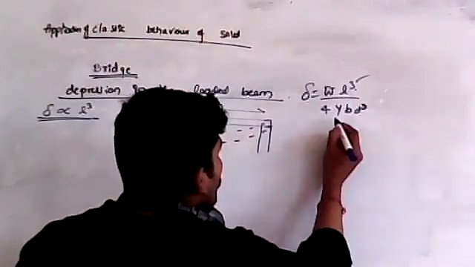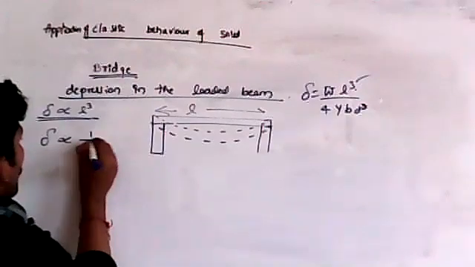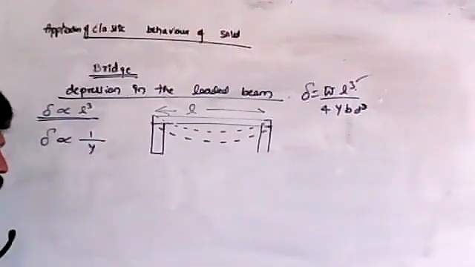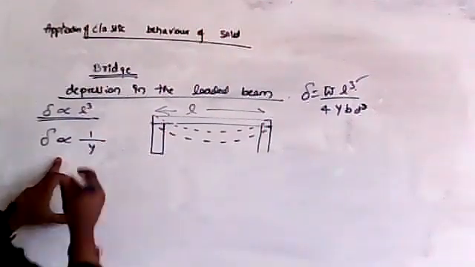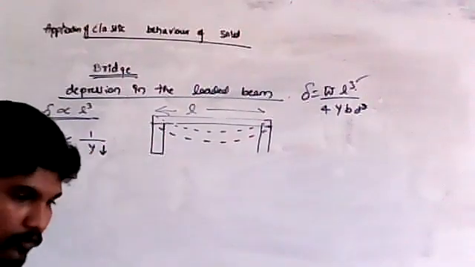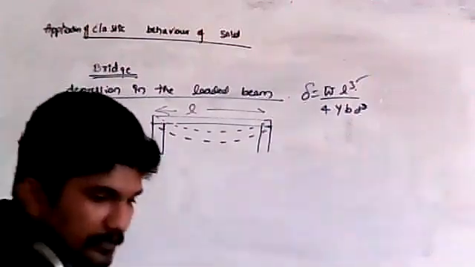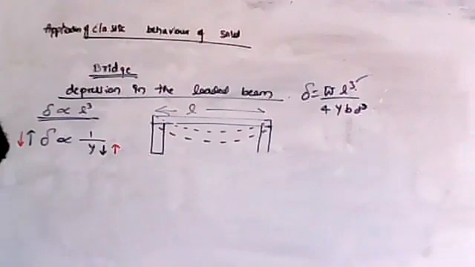This is over. Now y, delta is inversely proportional to Y. Can anybody tell me the meaning of this? When Young's modulus is less, depression will be more, and when Young's modulus is more, depression is less. Is it clear, students?